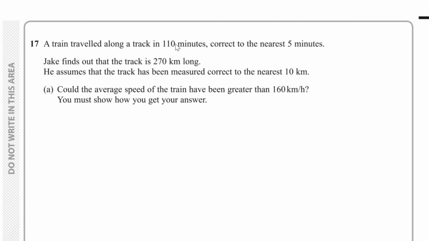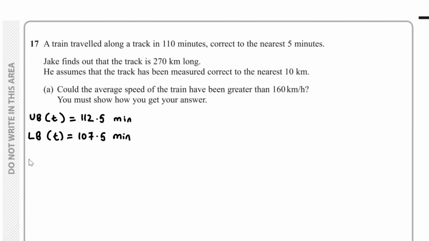Well, here, the time has been measured to the nearest 5 minutes. So, from this we can find the upper bound and the lower bound of the time. So the upper bound of the time, that's equal to 112.5 minutes, and the lower bound of the time, that's equal to 107.5 minutes.